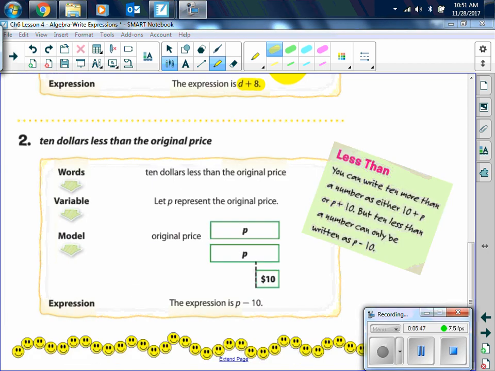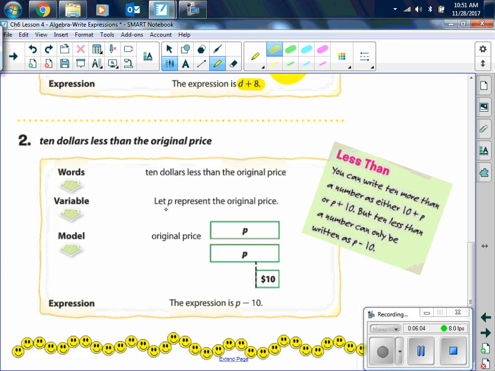So here, for example 2, we have $10 less than the original price. So that's the words, $10 less than the original price. What is it that we don't know? The original price. We don't know the original price.